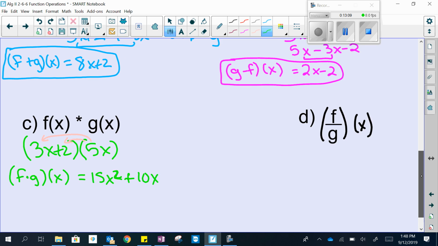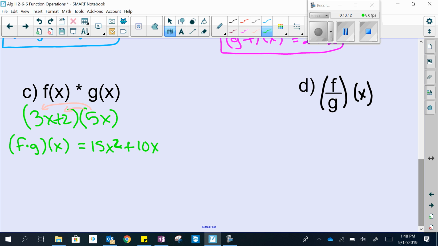I'm going to slide this down. All right, and then the last one, f over g, what operation is that? Division. So f is 3x plus 2, and g is 5x. Those two cannot be simplified because you can't simplify the x without simplifying the 2. So those just hang out right there, and you don't have to do anything with them. So that's finished.